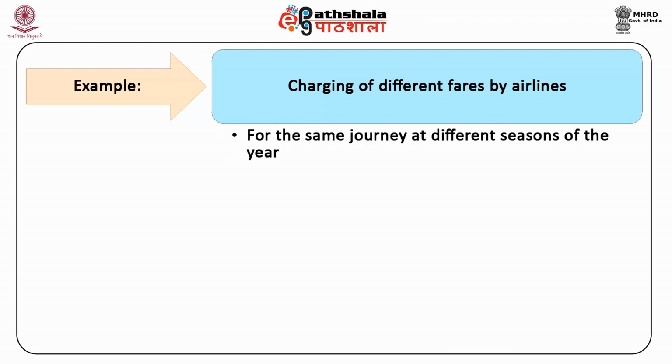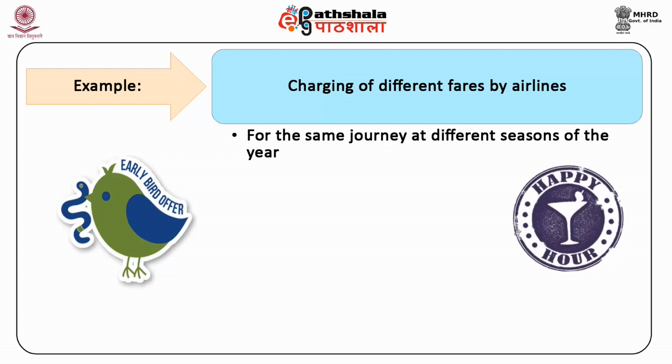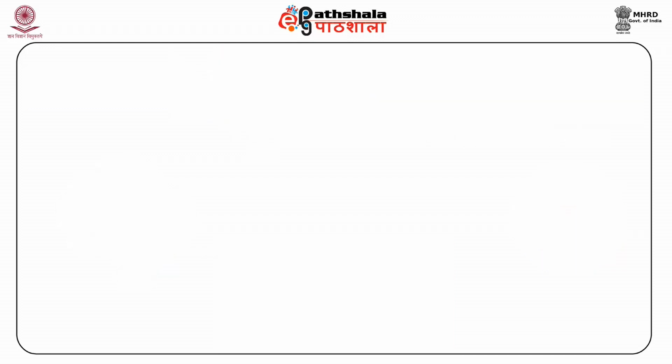Another example of intertemporal price discrimination is charging of different fares by airlines for the same journey at different seasons of the year. Similarly, restaurants offering early bird dinner offers or happy hour discounts also practice intertemporal price discrimination. Morning movie shows are generally cheaper than post-noon shows, again reflecting intertemporal price discrimination.